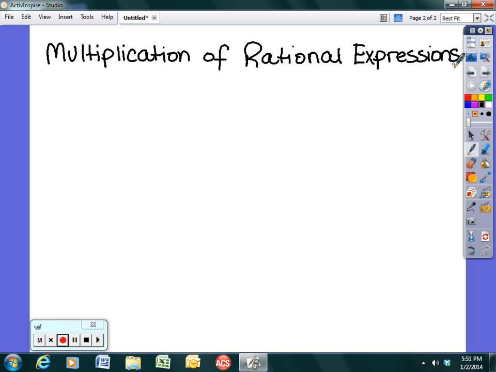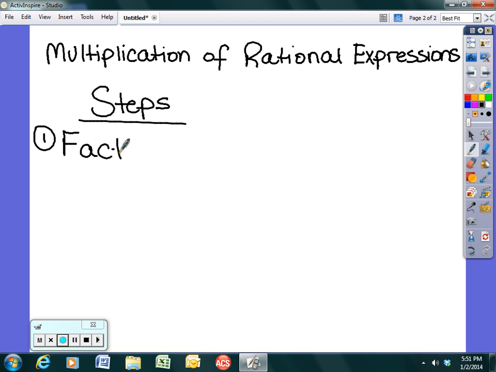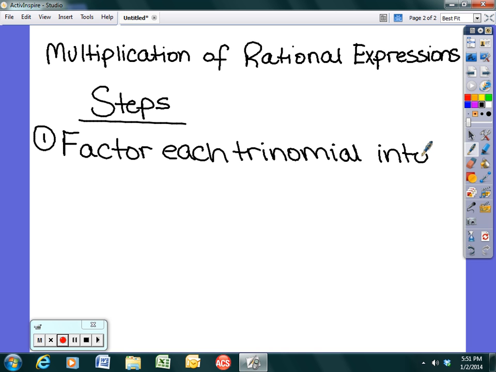There are 3 steps to solving multiplication of rational expressions. The same 3 steps are also going to be used in division with one additional step. Step 1, factor each trinomial into binomial pairs.